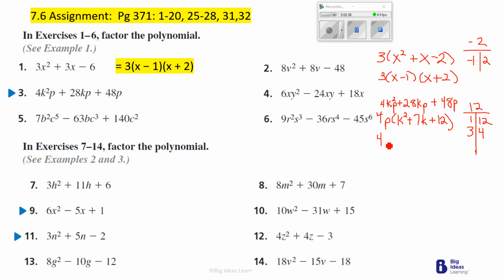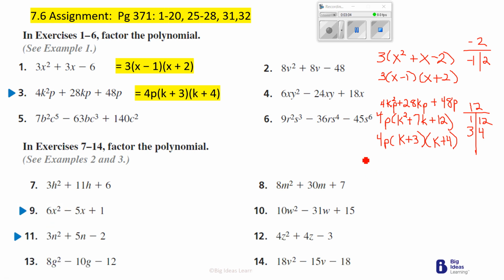I'm going to have 4 times p in front, and then I'm going to have k plus 3, and I'm going to have k plus 4. And that's going to go ahead and probably do it for me. 4p, k plus 3, k plus 4. All right, let's go on to number 5.